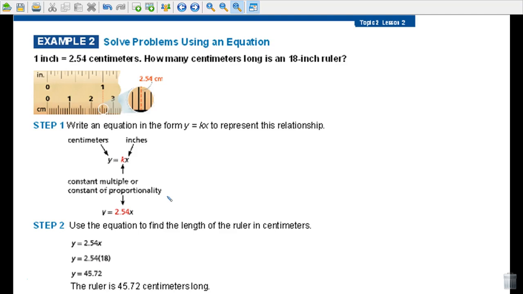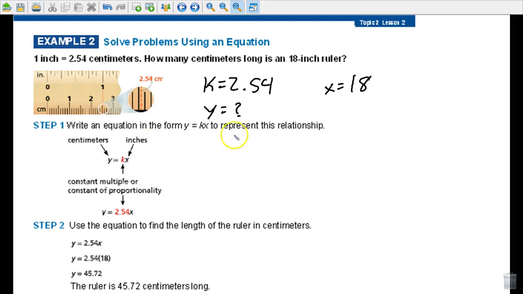Example 2, solve problems using an equation. 1 inch equals 2.54 centimeters, okay? How many centimeters long is an 18-inch ruler? All right? So each inch will be 2.54 centimeters. That is a dead ringer for K. So K is going to be 2.54. And how many centimeters long is an 18-inch ruler? So we have an 18-inch ruler. That's going to be our X, 18. So now we don't know what Y is.